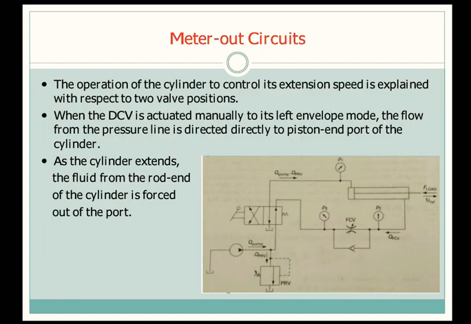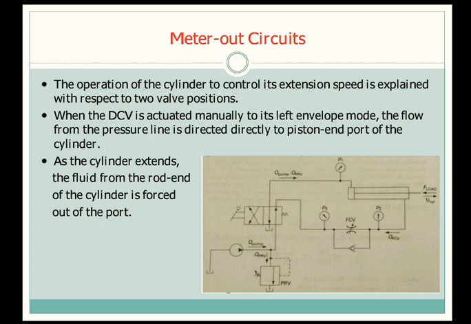So here the operation of the cylinder to control its extension speed is explained with respect to two valve positions. When the DCV is actuated manually to its left envelope mode, the flow from the pressure line is directed directly to the piston end of the cylinder. So when the DCV is actuated to left envelope mode, the pressure flow is directed towards the piston end of the cylinder.